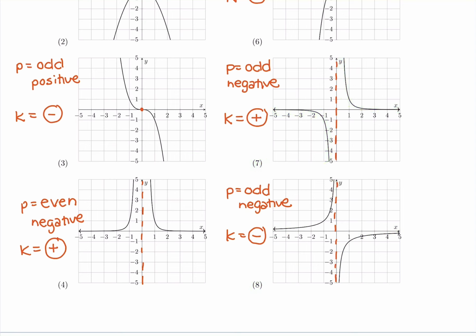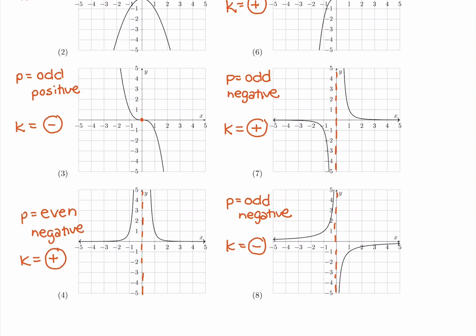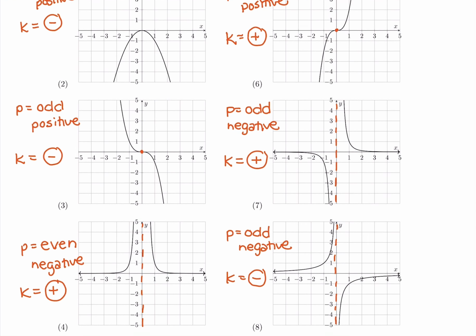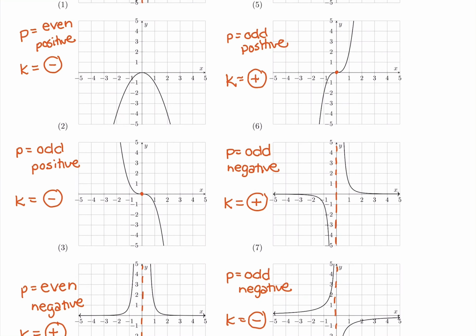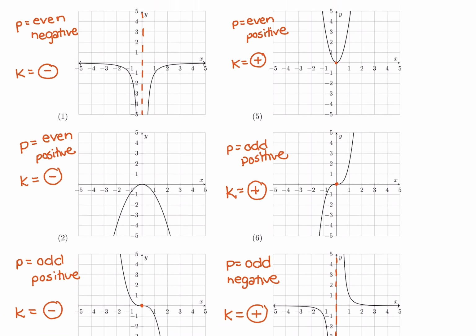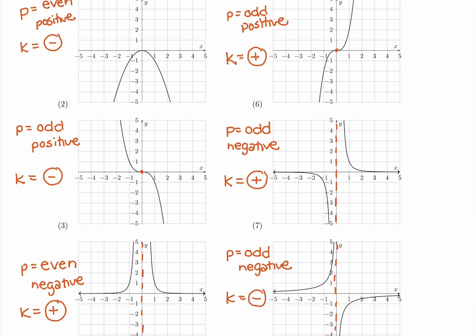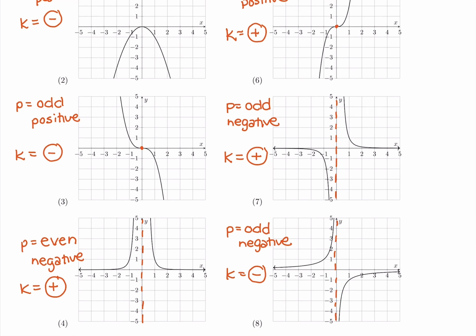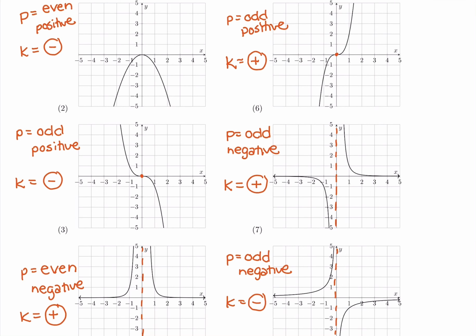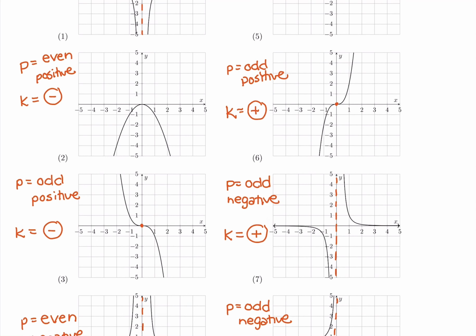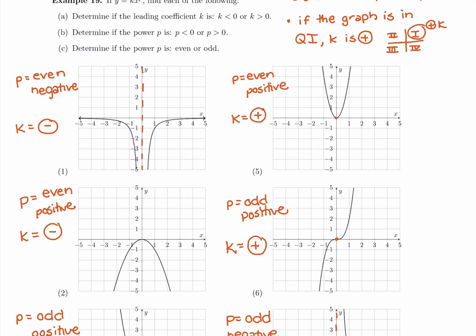And there's a bunch of graphs to explore the type of power, whether odd or even, and whether they're positive or negative powers. Negative powers all have that vertical asymptote, versus positive powers, which do not. And then a positive coefficient is when the graph is in the first quadrant. A negative coefficient is when the graph is not in the first quadrant at all.